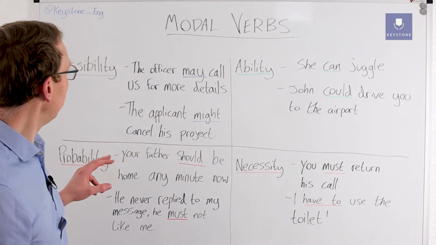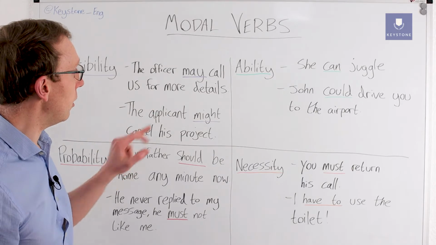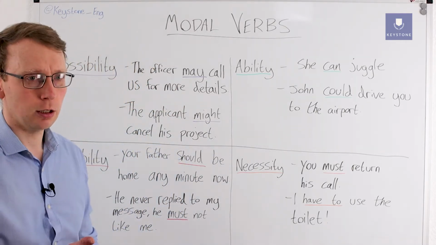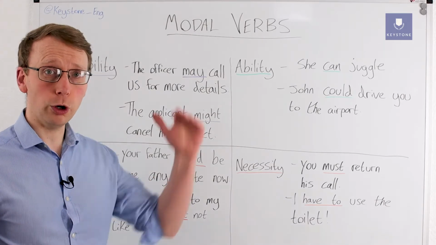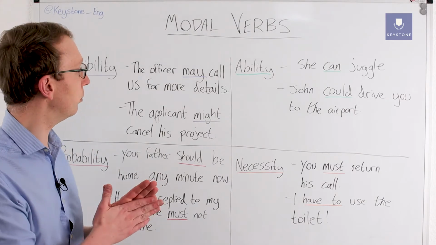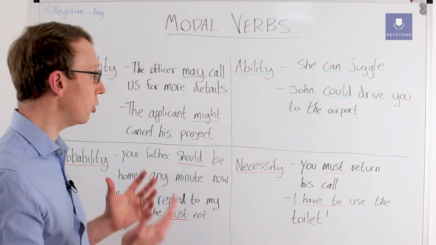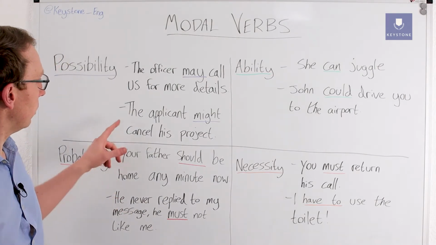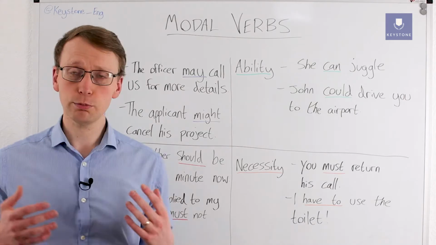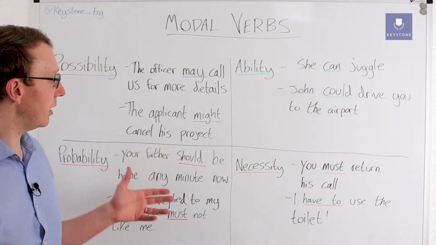So for example, possibility. The officer may call us for more details. That is not 100% certain, but there is a chance that it could happen. He may call us for more details. Another example, the applicant might cancel his project.